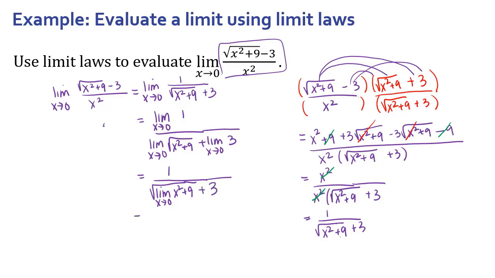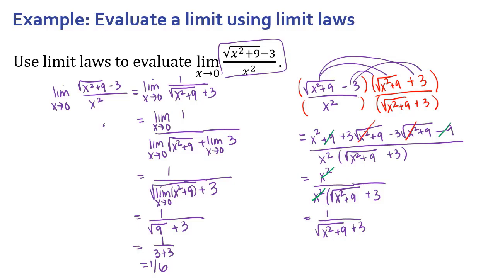So I get that, plus the limit as x approaches 0 of a constant is just the constant, so plus 3. So now looking here, what we're taking the limit of is x squared plus 9, which is just a polynomial. So I can actually just now go through and substitute in 0 for x. So I'm going to get 0 squared plus 9, which is 9. So that leaves me with 1 over 3 plus 3, which is 1 over 6.